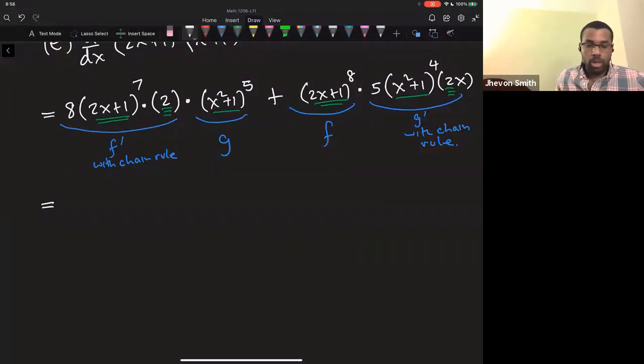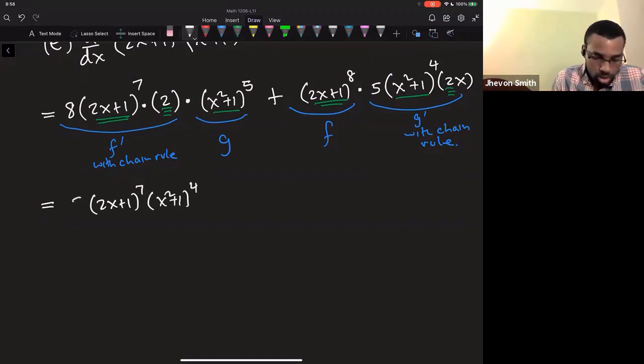So 2x plus 1 to the 7, I have 2x plus 1 to the 8th. I would pull out 2x plus 1 to the 7th. I have x squared plus 1 to the 5th, x squared plus 1 to the 4th. I would pull out x squared plus 1 to the 4th. I just have 2, so I just pull out 2.